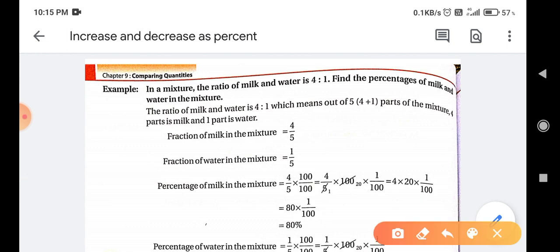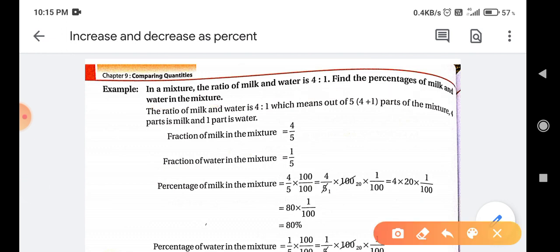Statement: in a mixture the ratio of milk and water is 4:1. There is a mixture that contains milk and water, and its ratio is 4:1. That means four parts are milk and one part is water, so the total parts are 5, and out of these 5 parts, 4 parts are milk and one part is water. Find the percentages of milk and water in the mixture.